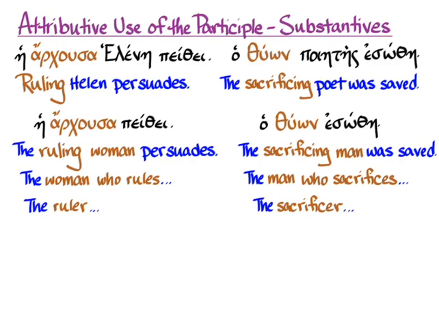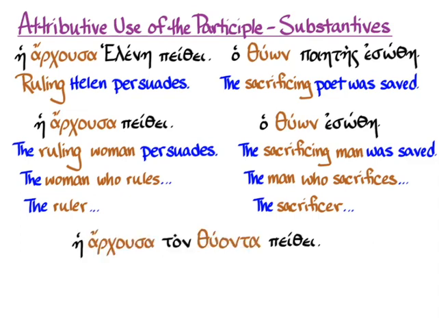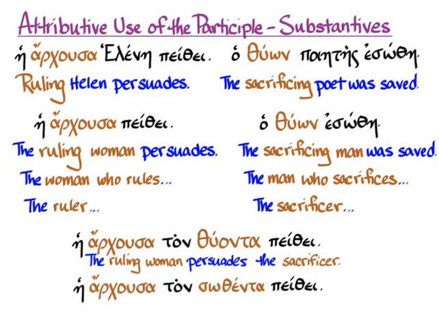And of course, you can have substantive uses of the participle, not just in the nominative case. So, he archousa ton thuanta peithei, the ruling woman persuades the sacrificer. There you have a man sacrificing in the masculine accusative singular. And they don't just have to be active. He archousa ton sothenta peithei, the ruling woman persuades the saved man. Look for those all over the place, the substantives.